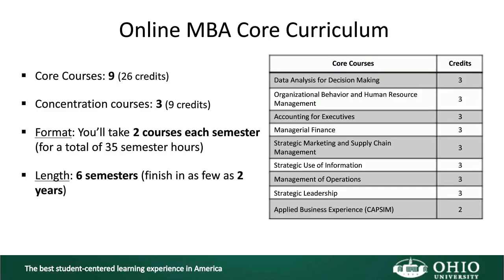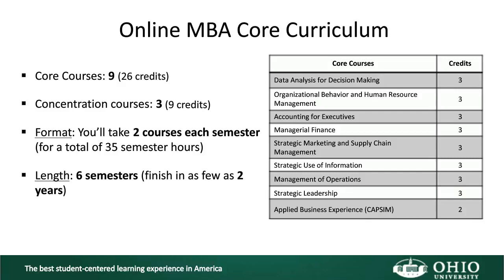Once again, the curriculum was designed with full-time working professionals in mind. Completed on a part-time schedule, the online MBA program can be completed in as few as 2 years or 6 total semesters. Each semester comprises 2 terms of 7 weeks each. Therefore, while you register for 2 courses per semester, you're only completing 1 course at a time.